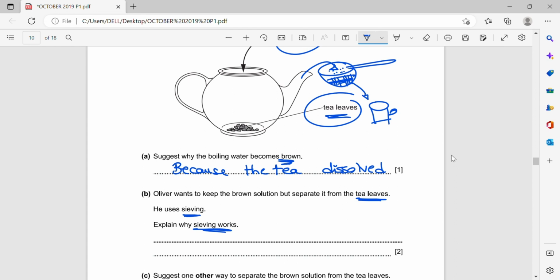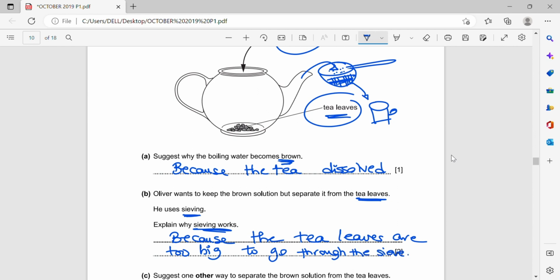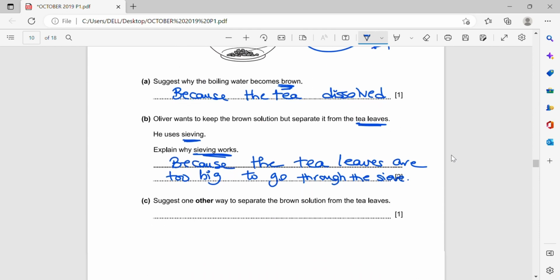يبقى why sieving works؟ ليه أقدر أستخدم sieving to separate it from the tea leaves؟ علشان actually the tea leaves are too big to go through the sieve. يعني tea leaves will not go through the sieve, and what will go through it? Only the brown solution. يبقى why sieving works? Because the tea leaves are too big to go through the sieve. ودي طريقة اللي بنصفي بيها الشاي، بنستخدم السيف.